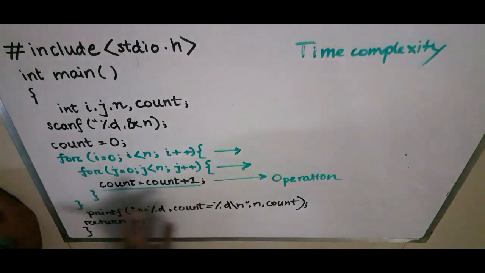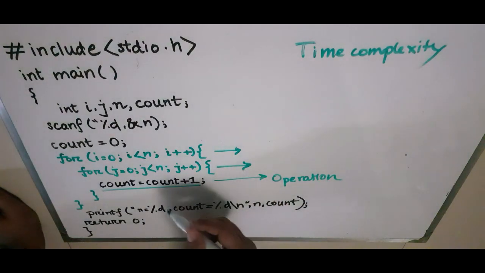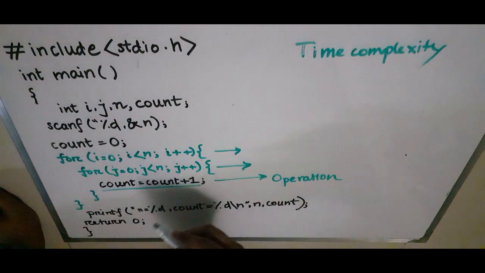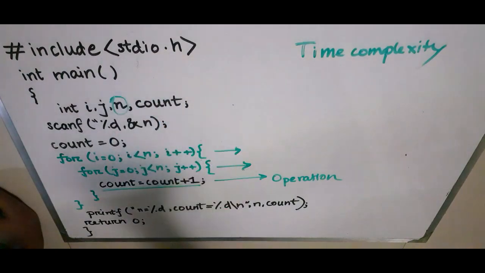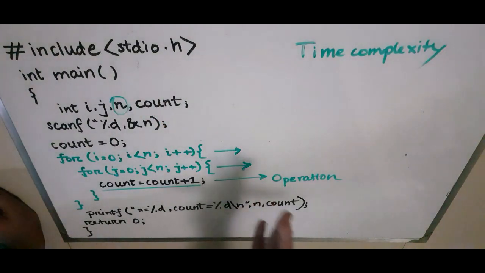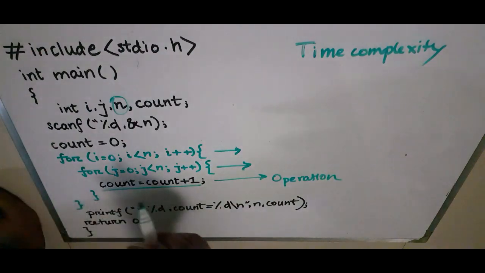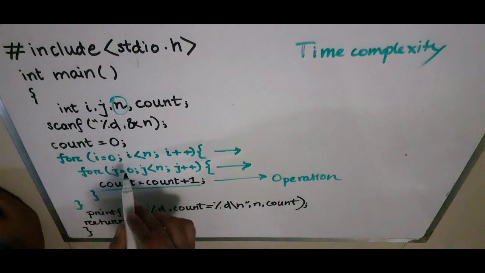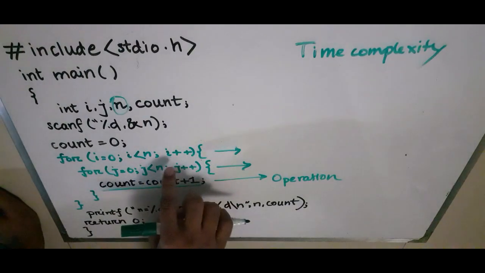So this is what we are trying to figure out, and this count is actually depending on these two for loops, right? If I say this count is actually depending on this n, is it the right thing to say? Yes, it's the right thing to say, because as you can see in the first for loop, i is less than n, and every time we are increasing the number i.